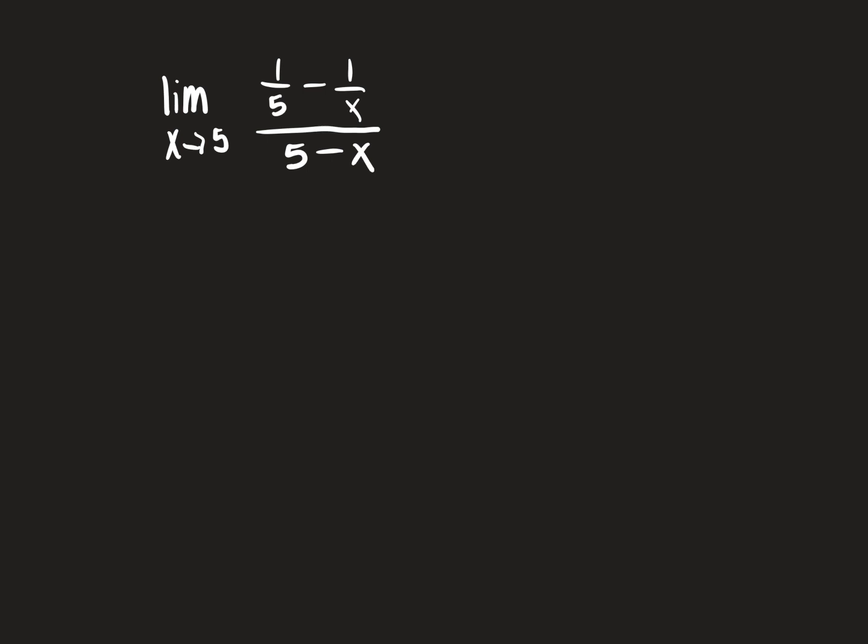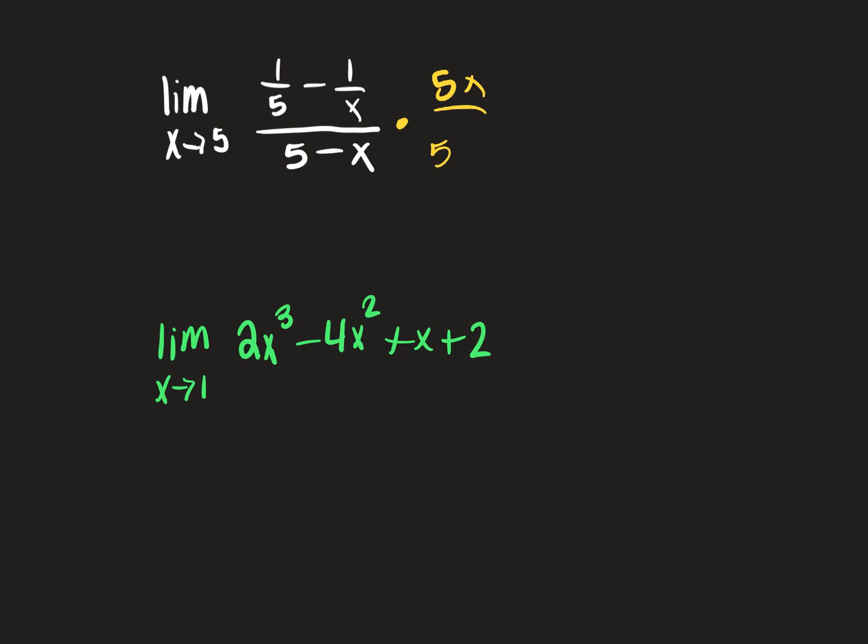All right, so let's practice a couple on our own. Try this one on your own. The first one, multiplying by 5x over 5x. So on top that gives you x minus 5. On bottom that gives you 5x times 5 minus x. So you can rewrite that.